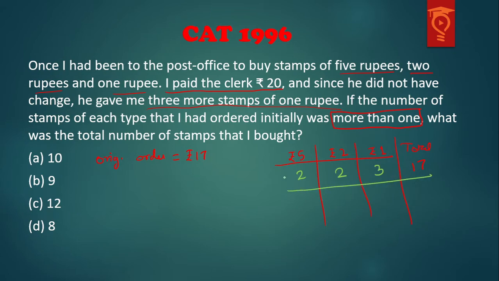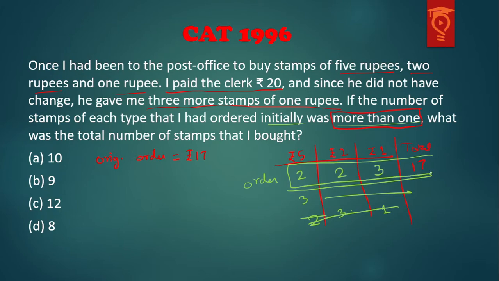So that means the original order was this 2, 2, 3. Now if I cannot decrease the number of 5 rupee stamps and 2 rupees because they are at their minimum already. If I made any one of them 3, then it is not possible. You know, if this remains 2 and this becomes 3, this is not even possible, because then I already have 10 and 16 rupees. I will only have to buy 1. But the question says that every denomination initially was more than 1. Okay, so I think we understand that this is the only possible combination.